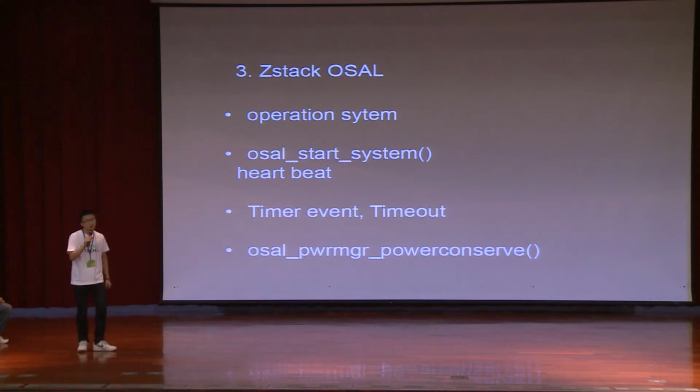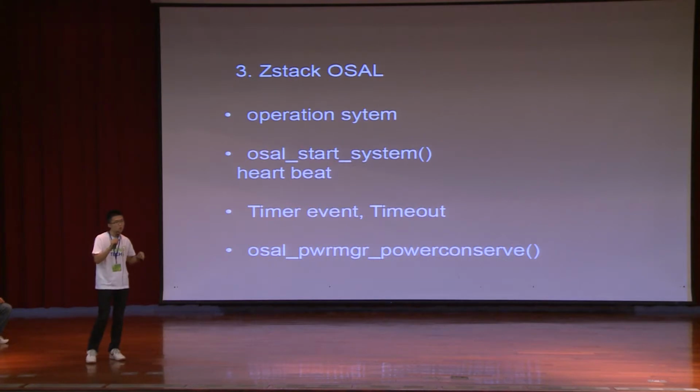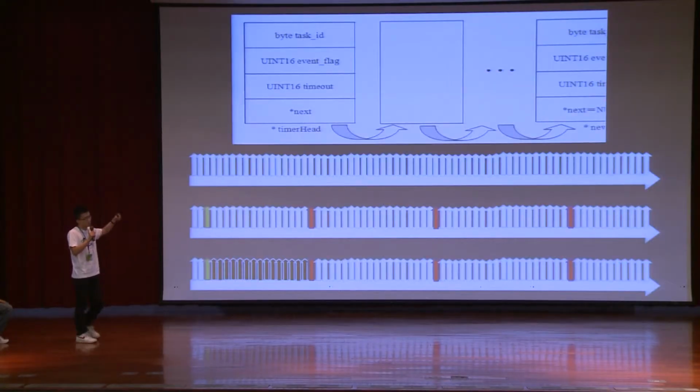For the Z-Stack operating system, it is like most operating systems. There is one part of the core code which will repeat again and again to detect commands. And the most important feature is the power conservation function, and I will talk about this. In a general operating system, the code repeats again and again to detect the command to come, and then executes the command.